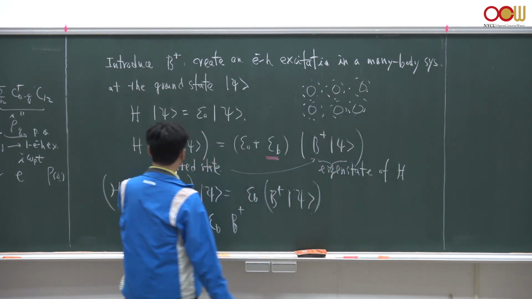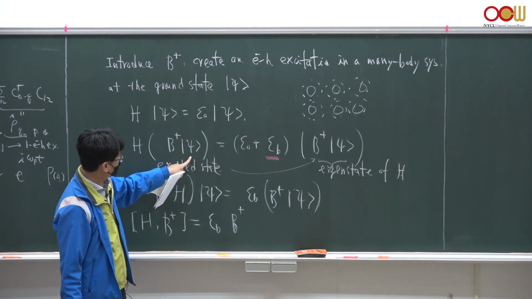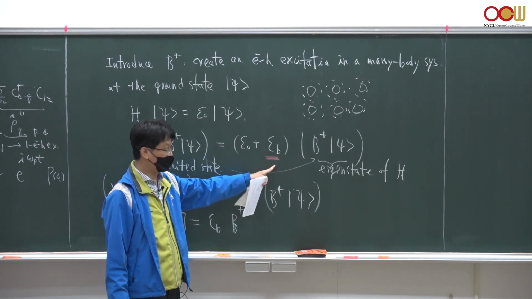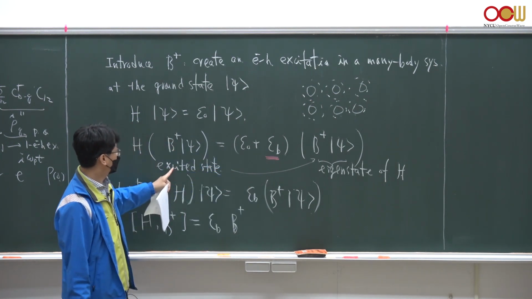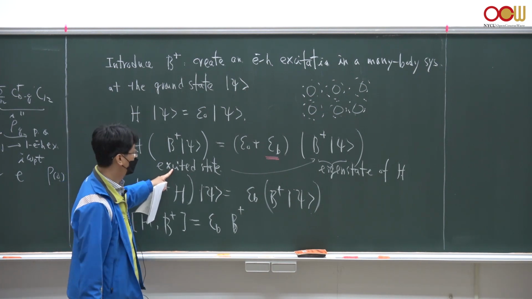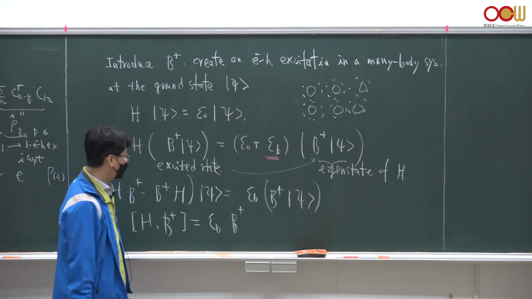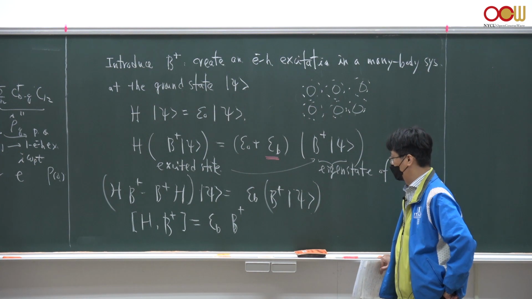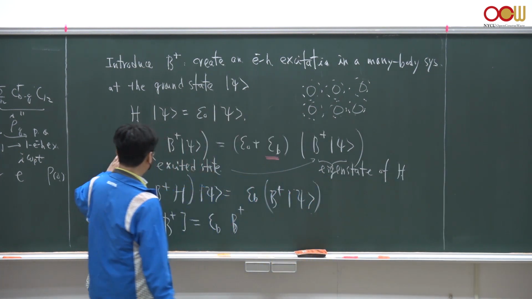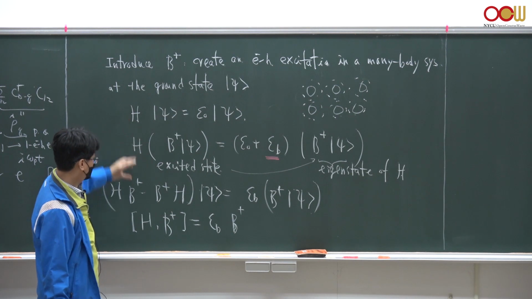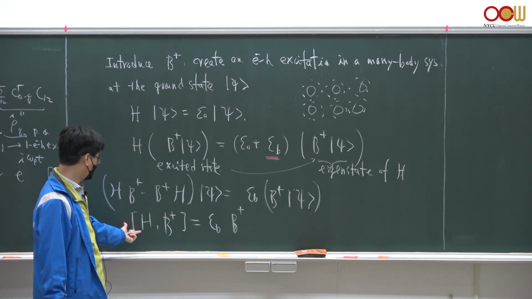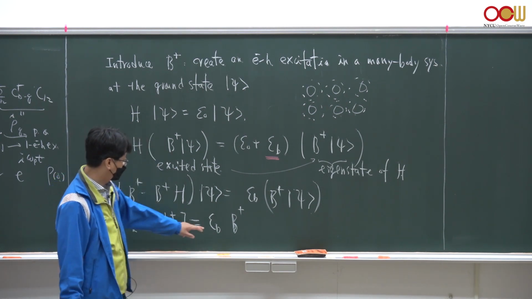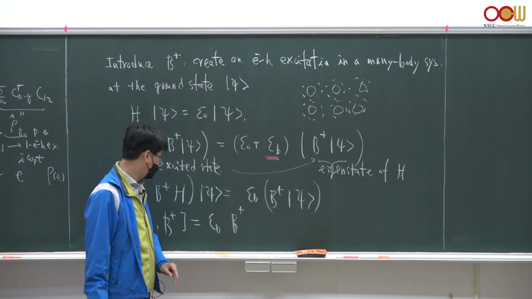Still, this B dagger acting on the ground state psi is actually an eigenstate of the Hamiltonian with a different eigenvalue, epsilon 0 plus epsilon B, which means that this is just an excited state above the ground state. Let's try to derive the relation between this Hamiltonian and the B dagger operator and see what it leads to. If I simply manipulate these two equations, I can get the commutator between the Hamiltonian and the B dagger operator, which is given by the excitation energy epsilon B times B dagger.